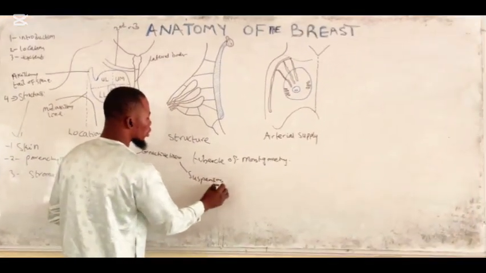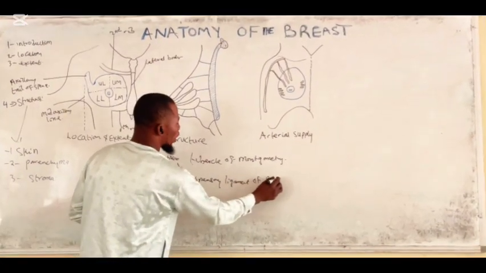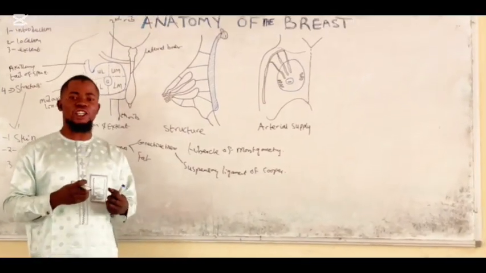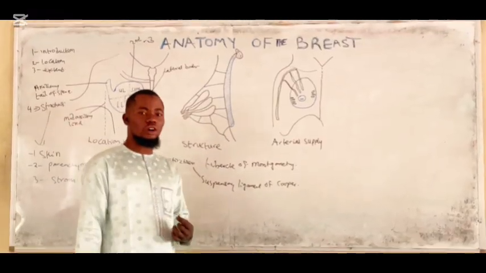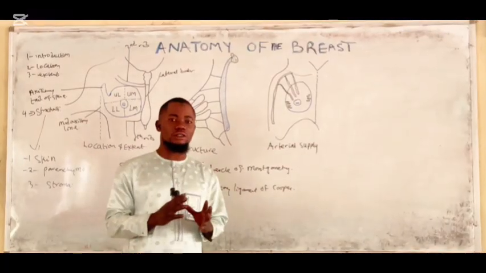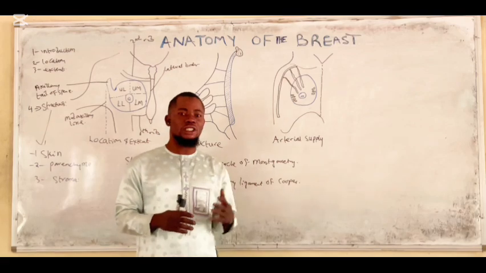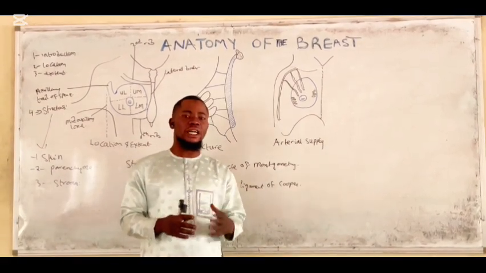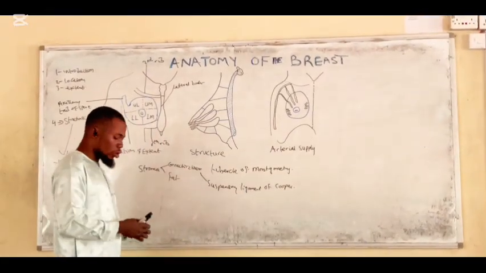Suspensory ligament of Cooper. This suspensory ligament of Cooper is the one that anchors the skin and the breast to the pectoral fascia. Fat. The fat is also called the stromal fat and is the one that forms the bulk of the breast. It is present in all parts of the breast except beneath the nipple and the areola. So the entire part of the breast is formed of fat except the nipple and the areola. That is about the stroma of the breast.